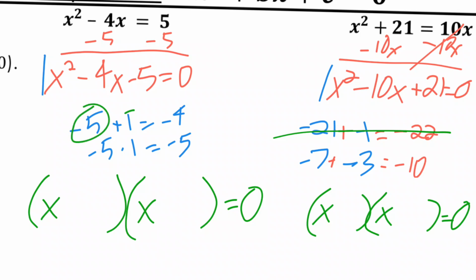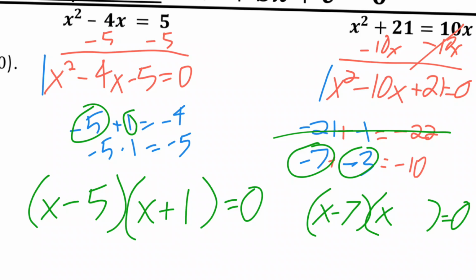If I'm using negative 5 and positive 1, I'll say (x minus 5)(x plus 1). If I'm using negative 7 and negative 3, this will turn into (x minus 7)(x minus 3). This is called my fully factored form. This is an important step because usually there'll be at least one test question asking what the factored form of an equation is.